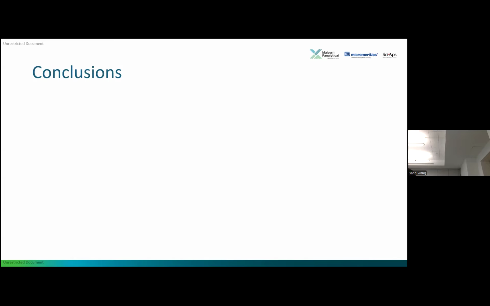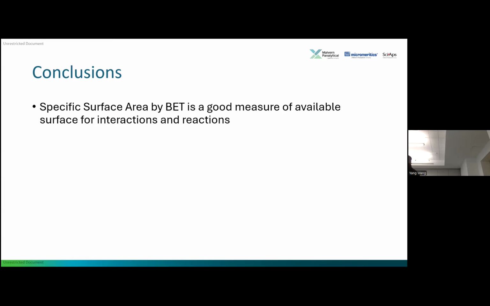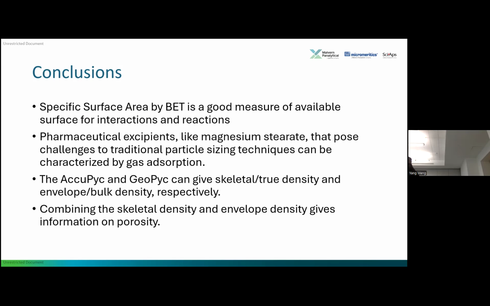And just kind of concluding statements: surface area is a good measure of available surface for reactions. You can monitor it, and you can compare pharmaceutical excipients. AccuPyc and GeoPyc give you skeletal and true density as well as envelope and bulk density, respectively. Combining the two, you can get the percent porosity.